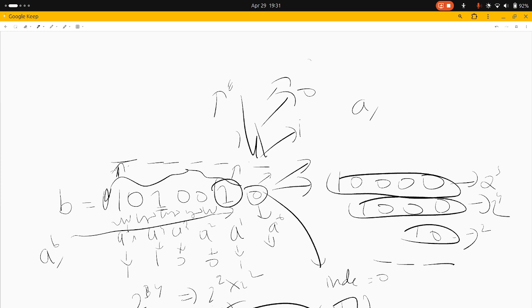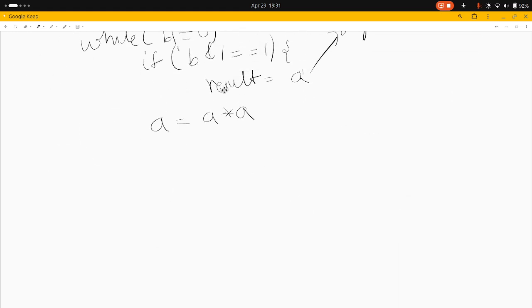Here it would be a power 1, a power 2, a power 4, a power 8, a power 16, etc. What we know is a power 2 power i plus 1 equals a power 2 power i, squared. Using this approach, I'm updating the values. It will continue till b is not equal to 0. So we have to get to the next bit. For example, b is in the format 101.